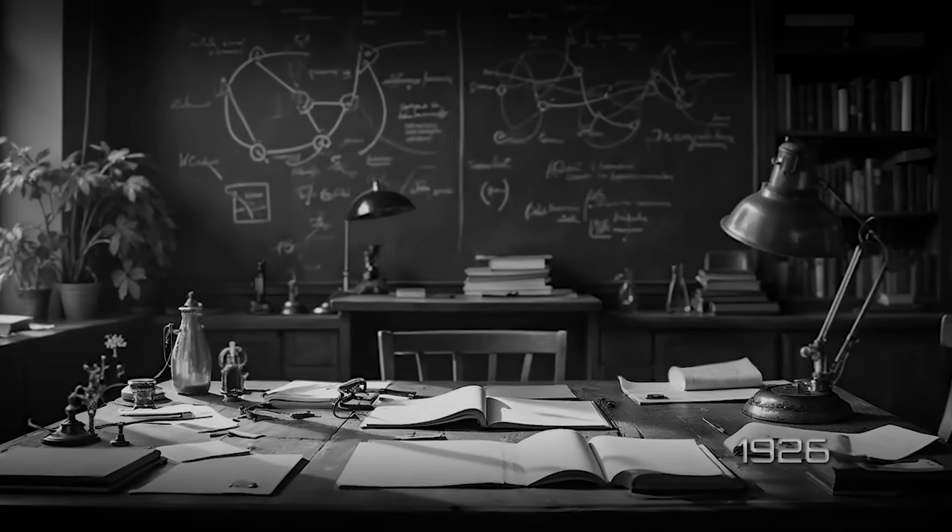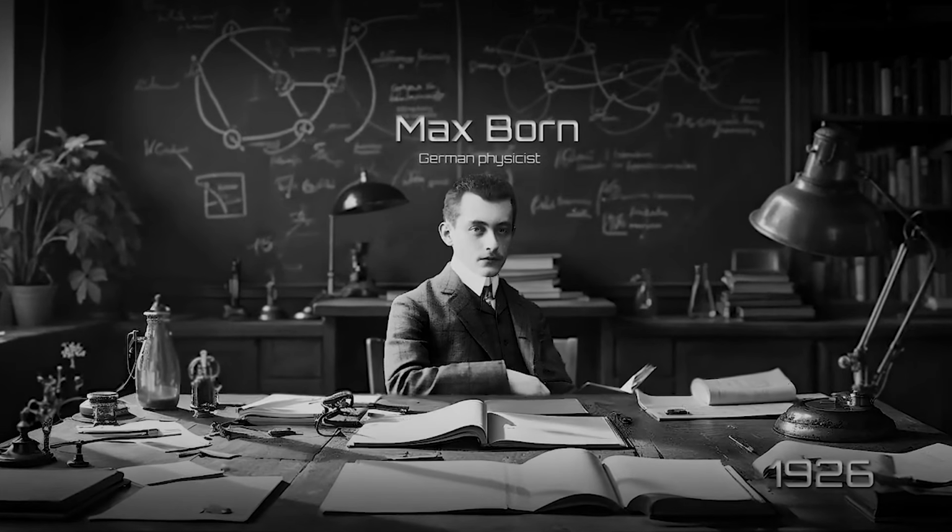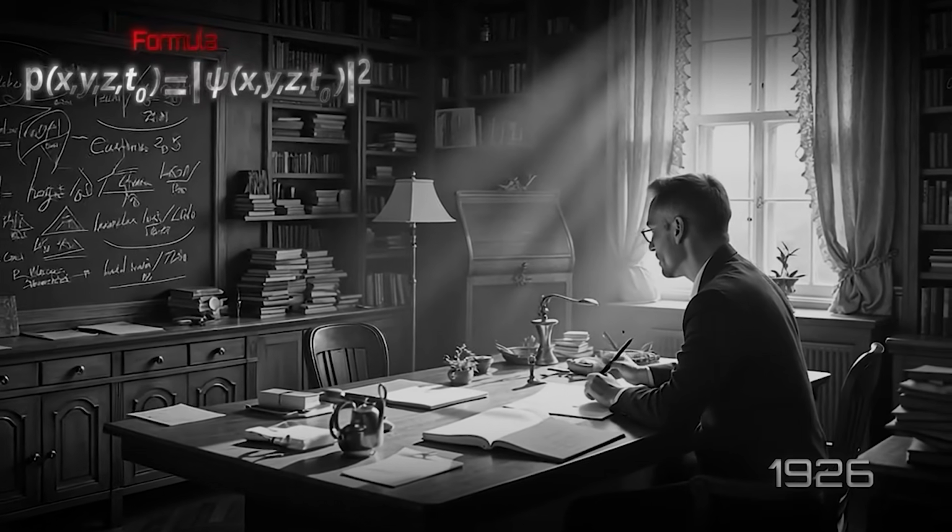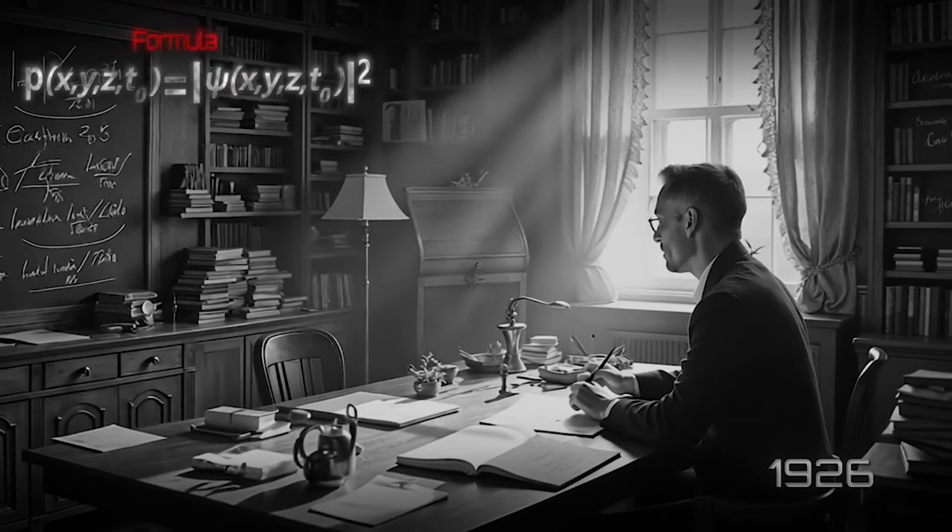Like in 1926, a German physicist Max Born made his own formula, which could exactly predict the probability of a particle being at a certain place. Meaning, we started making certainty out of uncertainty. And these very observations played the biggest role in making of quantum computers and algorithms.